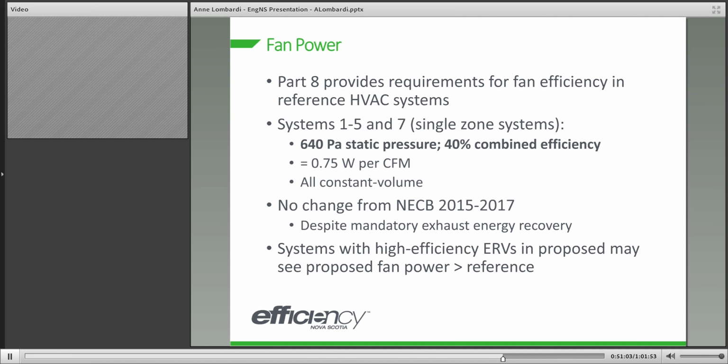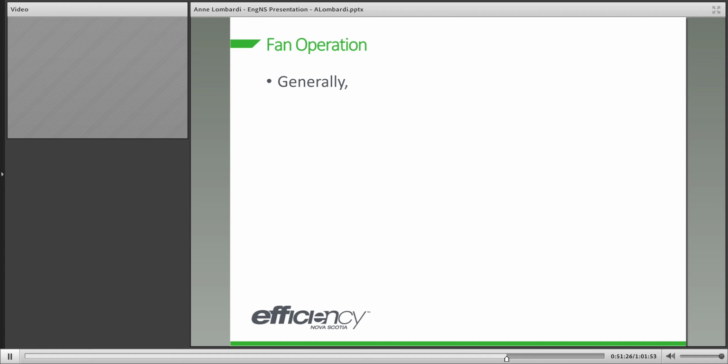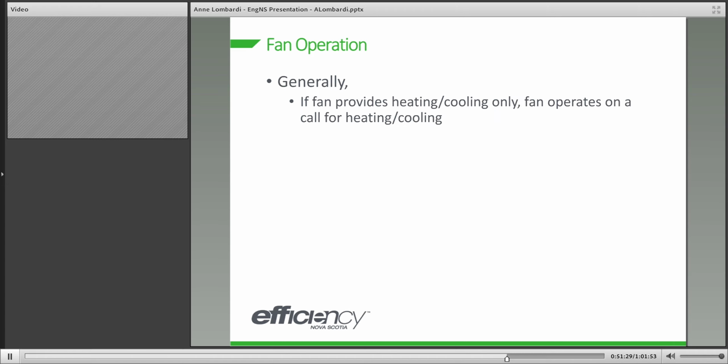What this means is that if we have a proposed building that has a high efficiency ERV, we might see that the proposed fan power is actually higher than the reference. So there's going to be a penalty on that fan power because of the pressure drop across the high efficiency ERVs, right? I'm not sure why they didn't update it. Again, they don't necessarily tell us. Hopefully that's something that's going to be addressed for the next revision, because we do want buildings to choose high efficiency ERVs, but we don't want to see penalties on fan power, right?